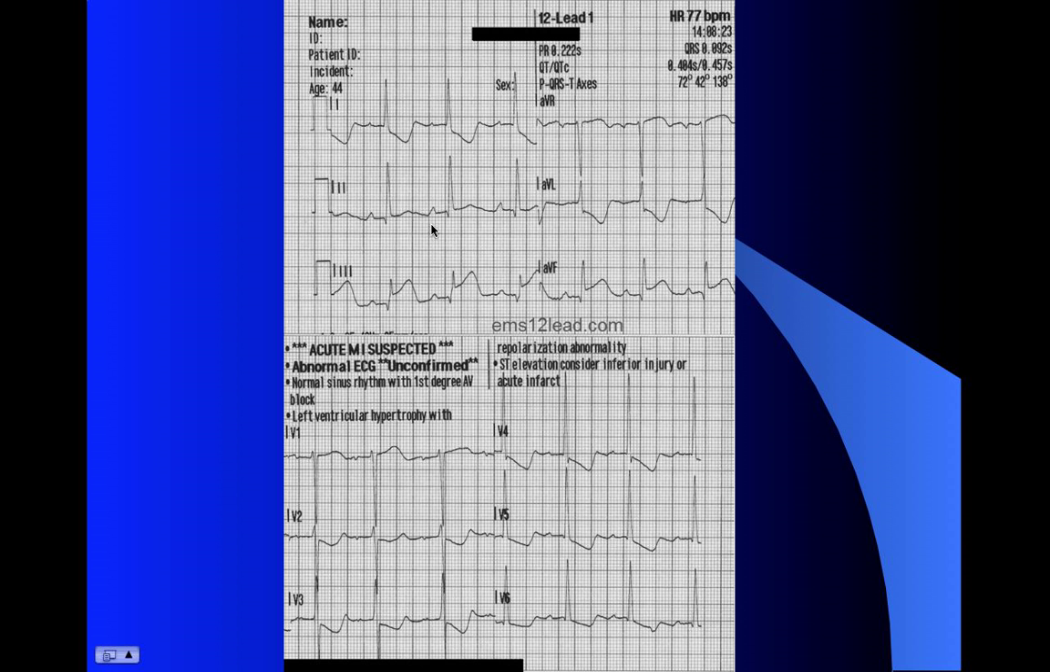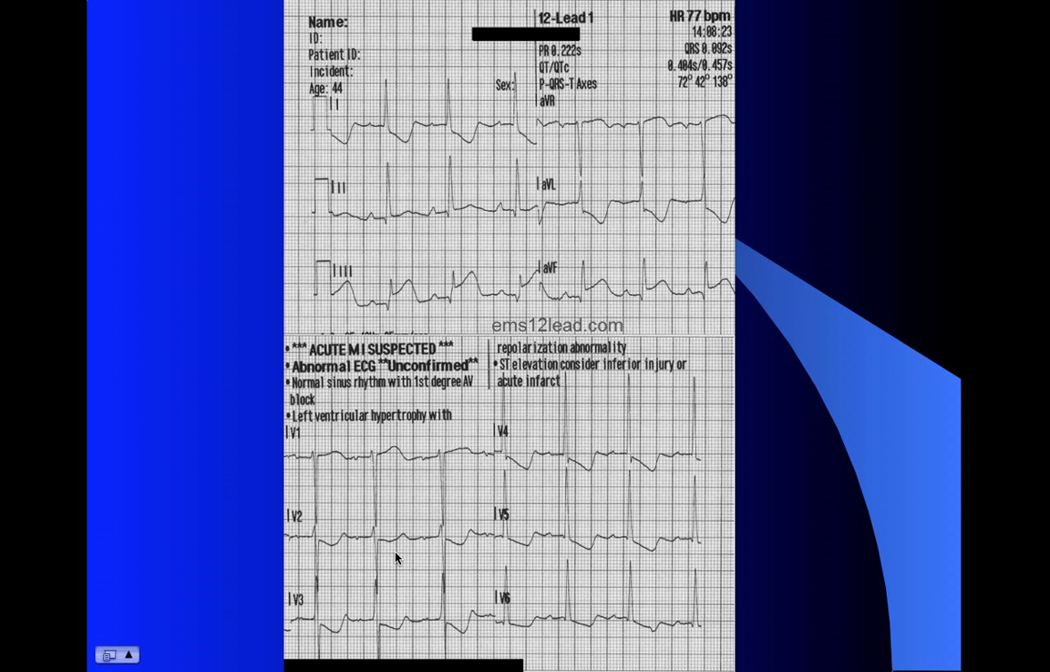Now let's look reciprocally. Okay, AVL, that's not obvious, but the last deflection in that QRS is actually negative. It's right down there. And then right off of that, you have ST depression and then a negative T wave. So that's inappropriate negative concordance. And then the same thing in lead 1 as well.